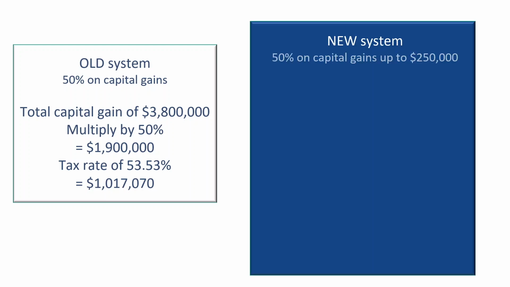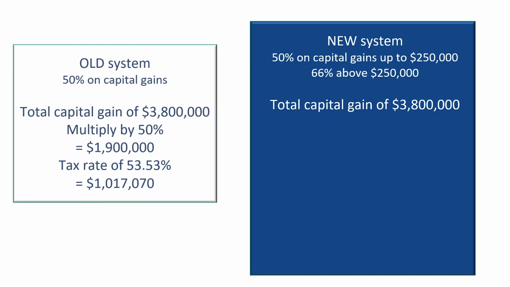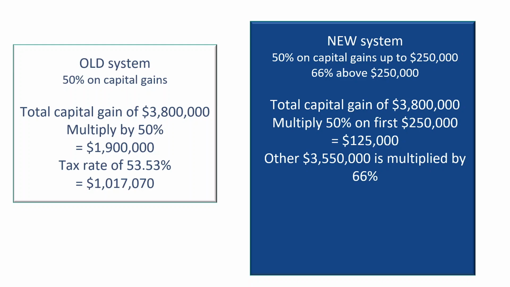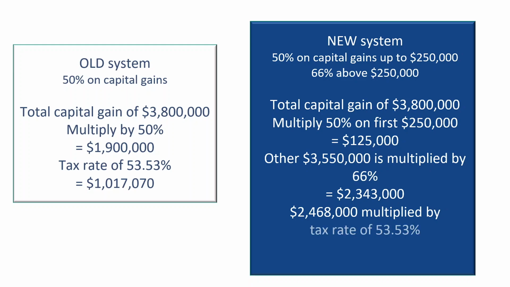New system, 50% on up to $250,000, 66% above it, total cap gain of $3.8 million. So you multiply 50% on the first 250, it'll give you 125, and then you multiply 66% by the additional $3.55 million. Add up the 125 and the $2.3 million, that'll give you $2.468 million. Multiply that by 53.53%, and that'll give you your $1,321,120 new tax rate.